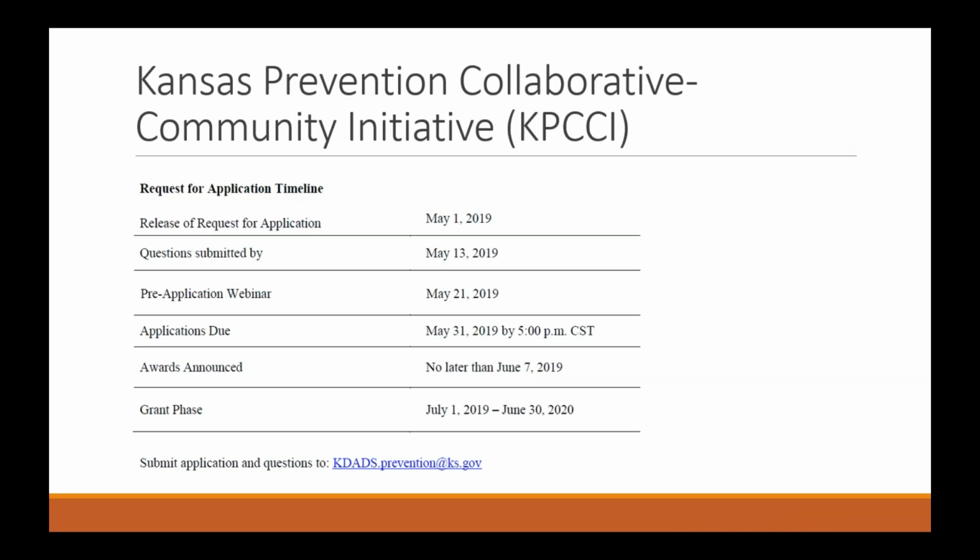So here's the timeline for the application. This obviously went out with the rest of the information, and I realize that this is a quick turnaround. We had intended originally to get this out the 1st of April, and due to some internal changes and challenges, we got pushed back a little bit. So I'm hoping that the application process will not be difficult for you, which could potentially help for this kind of quick turnaround.